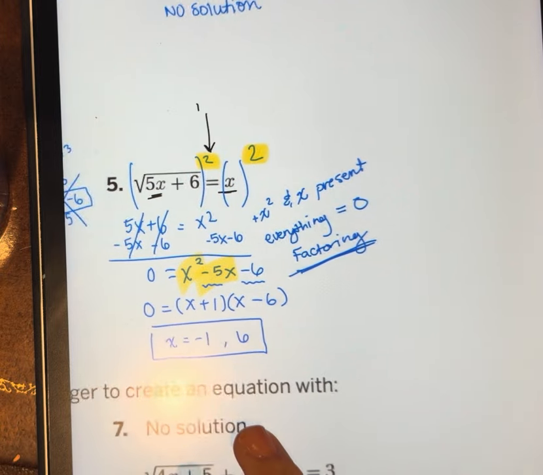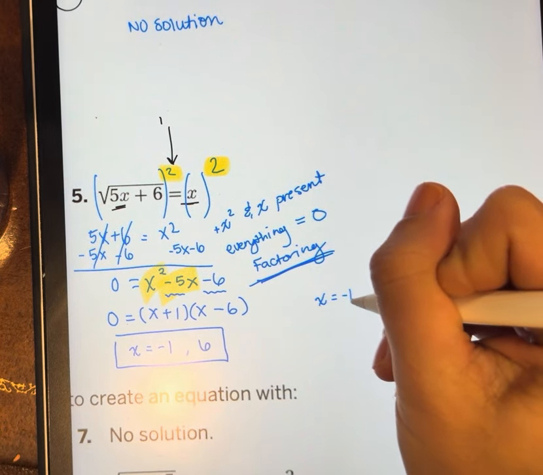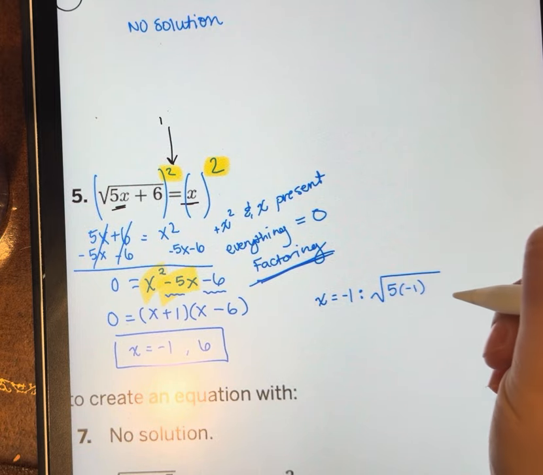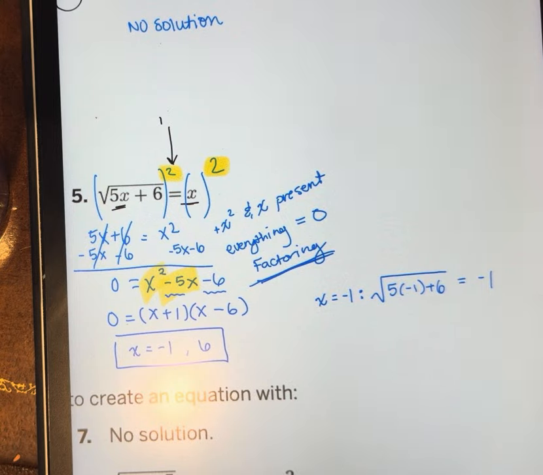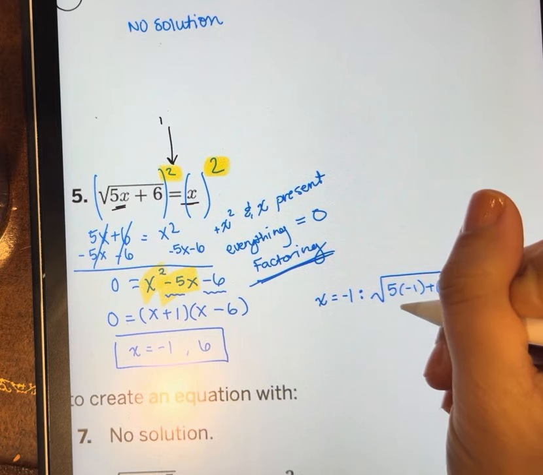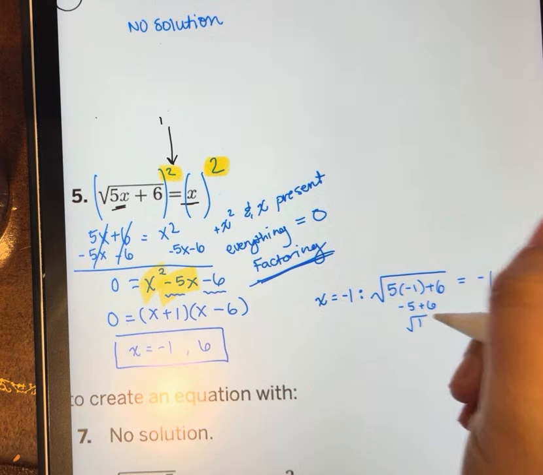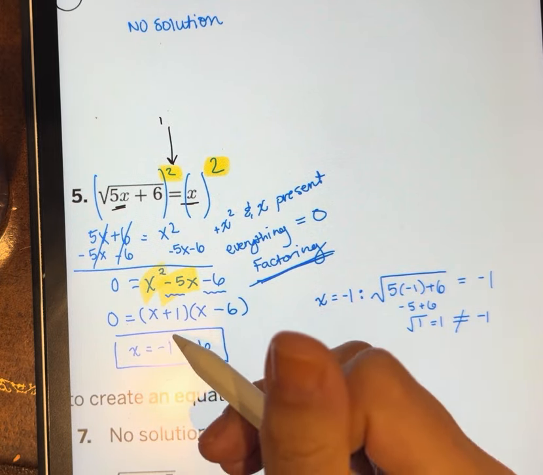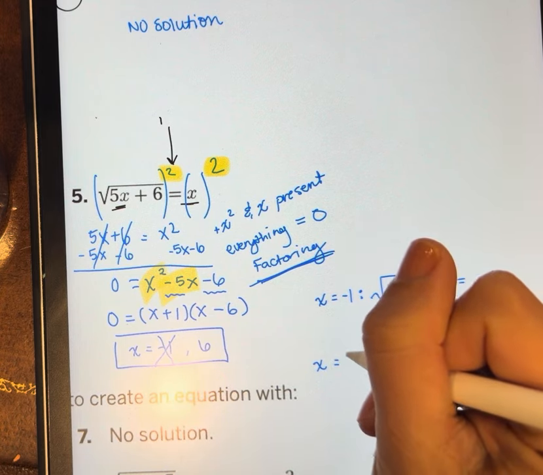So I'll do the check a little bit more detailed here because this one's trickier. So let's start with negative 1. If x equals negative 1, plug it in. We get the square root of 5 times negative 1 plus 6 equals negative 1. And 5 times negative 1 is negative 5, plus 6 is 1, and the square root of 1 is 1, and it is not negative 1. So this guy's out. And I know most of the time the negative 1's out, but don't rely on that. Make sure you check. Sometimes they surprise you.